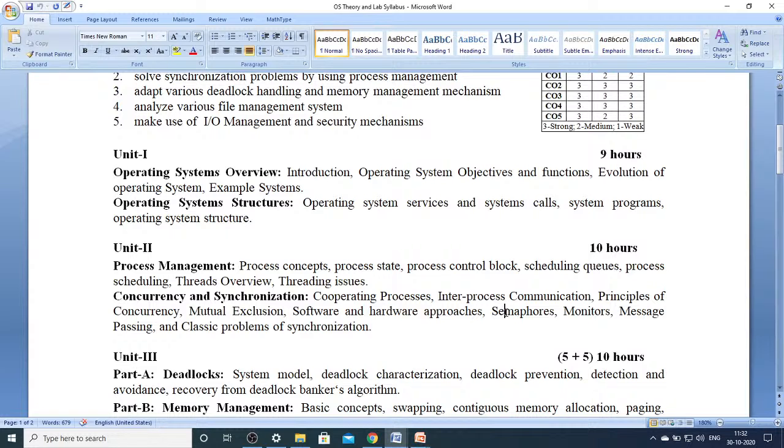So one is the CPU scheduling problem with or without arrival times, and the other one is the Peterson solution or the semaphore solution or monitor solution for any of the classic problems. I hope this is clear with regard to the Unit 2 revision.